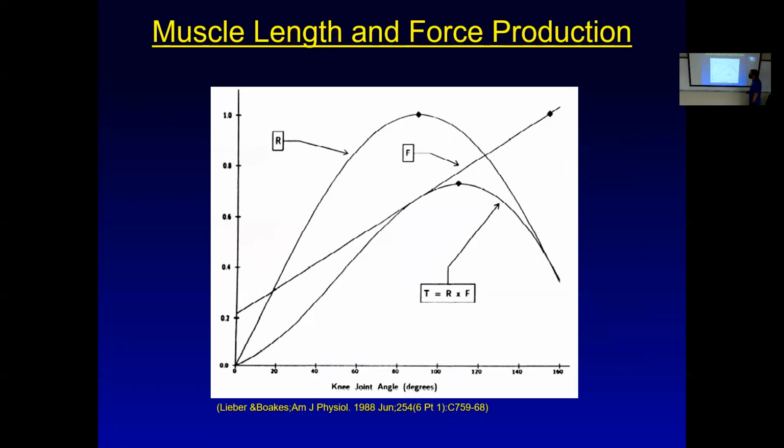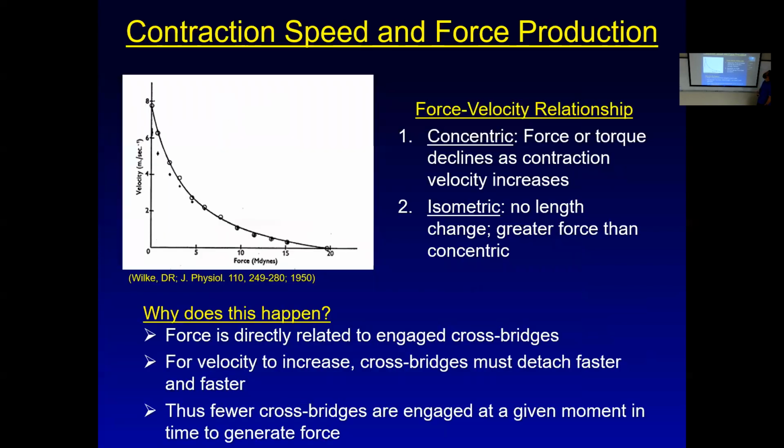Okay, so again, these are knee joint angles. Maybe they've done the hand stuff more recently. This is some data from the late 80s. But you're going to see basically that you've got force production here, and then R is going to be the moment arm. You've got torque, which is force and moment arm. So you can note how it is going to change. Torque comes up, and torque comes back.